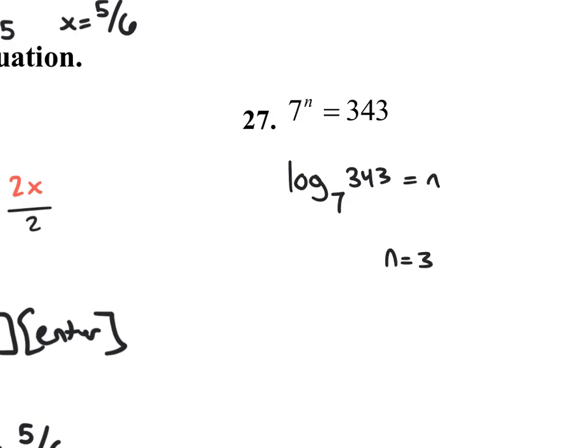And that should make sense, because if you think about what logarithms are really asking, this is asking 7 to what power gives me 343, and the answer to that is 3. And 3 also makes sense right here because 7 cubed is equal to 343.